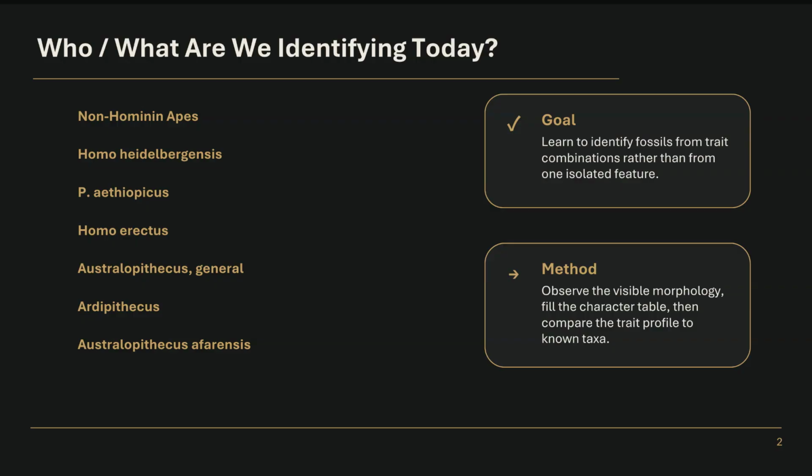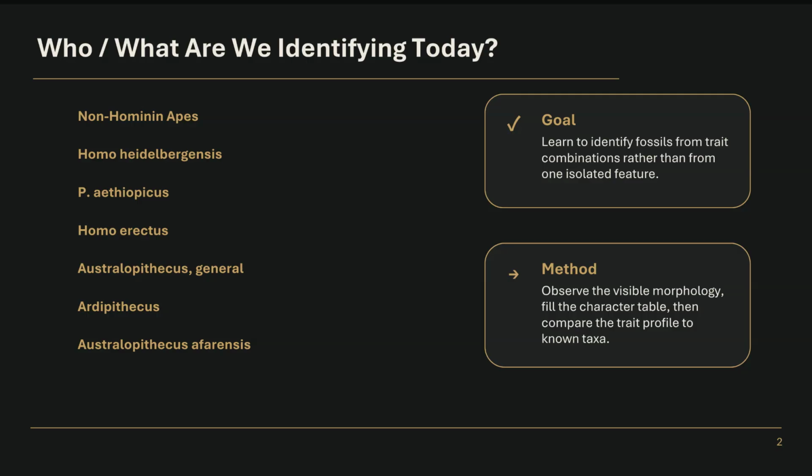A fossil specimen should be read as a character profile: cranial vault shape, canine form, premolar morphology, brow ridge structure, pelvic organization, hallucal position, and long bone anatomy each contribute different kinds of evidence. Some traits are highly informative. Others are useful only when interpreted in combination with stronger indicators.